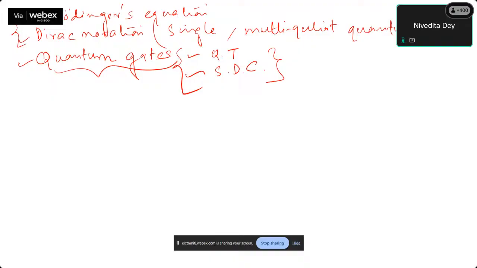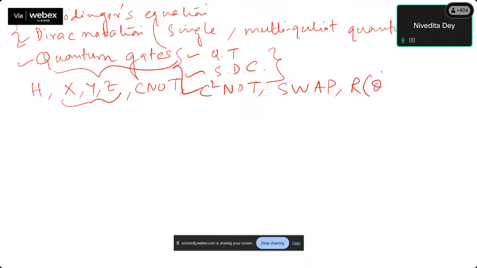I also mentioned in detail the Hadamard and the Pauli XYZ matrices, all three of them, as well as the CNOT, a little of the C-squared NOT or Toffoli, a swap gate, and the general R theta gate. So all these gates we already covered, at least in an initial way, in the introductory classes, so that we understand the theories we are going to cover today.